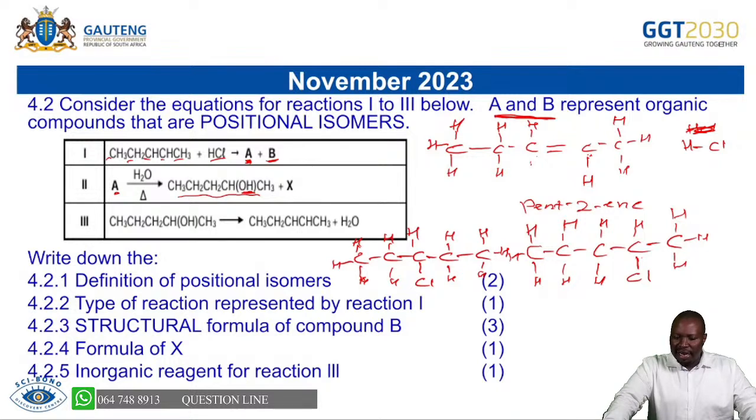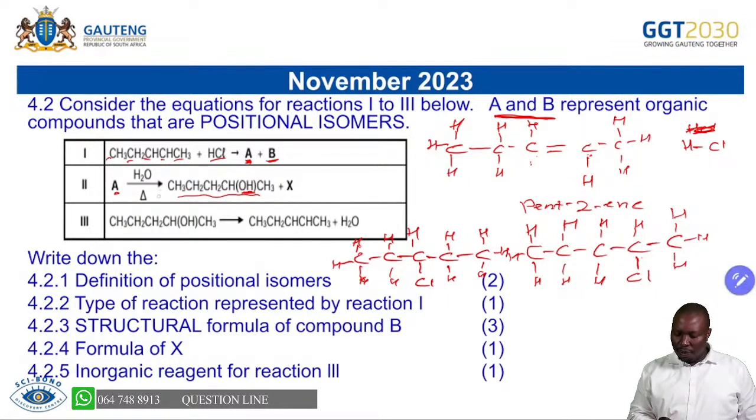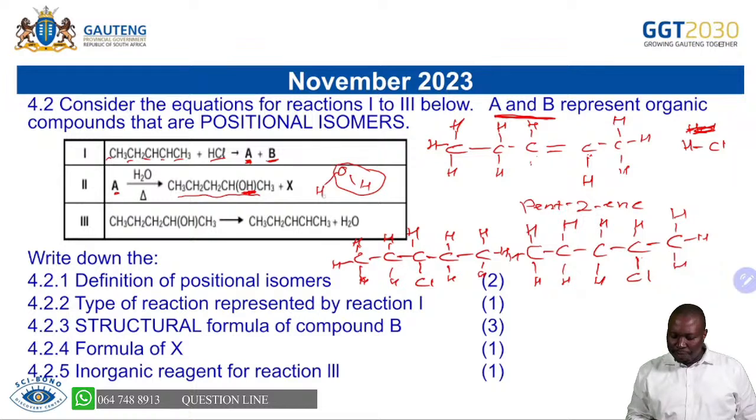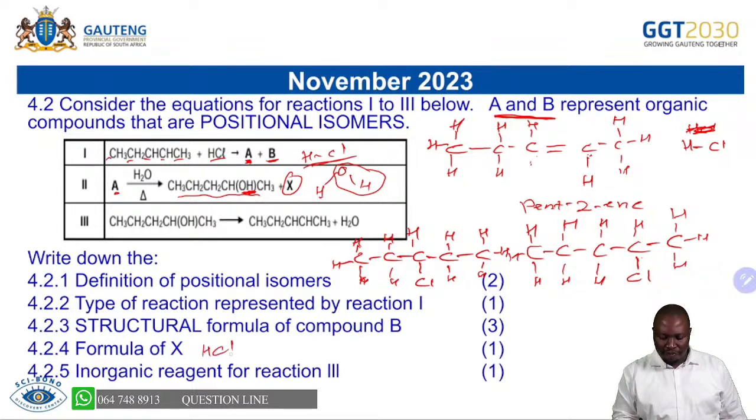And then they are saying formula of X. Remember now we replaced the Cl. We had HCl there, we have a Cl there, we replace the Cl, water is like this, it's O with that, and then the OH replaces the Cl here, and the Cl will now be attached to the H, so X will be HCl. So you are able to write HCl there for X, hydrochloric acid.